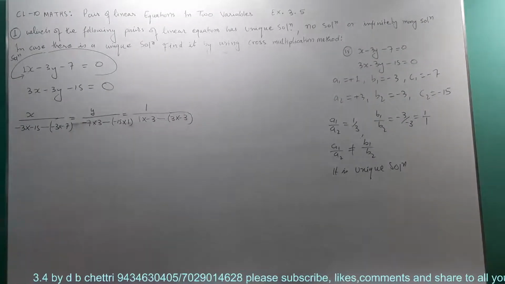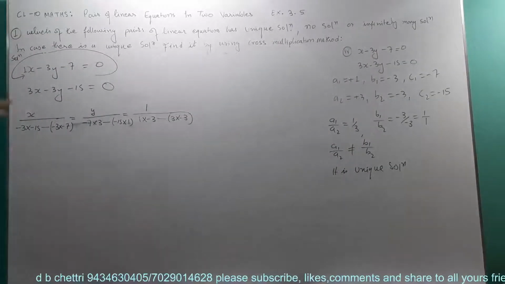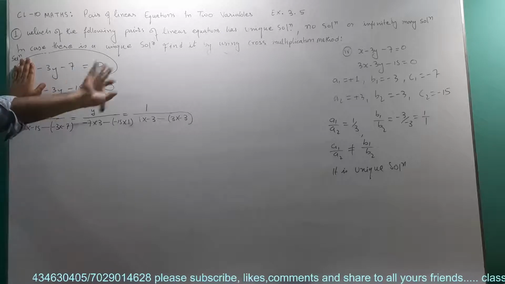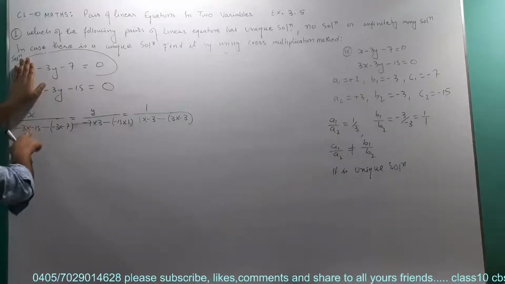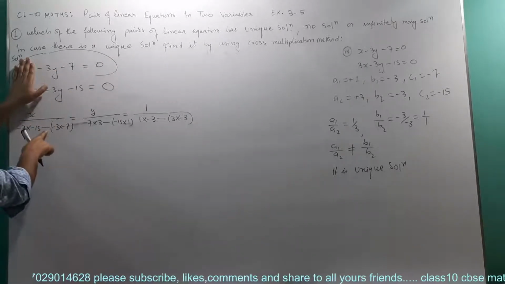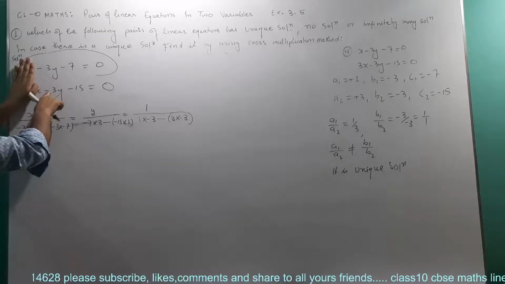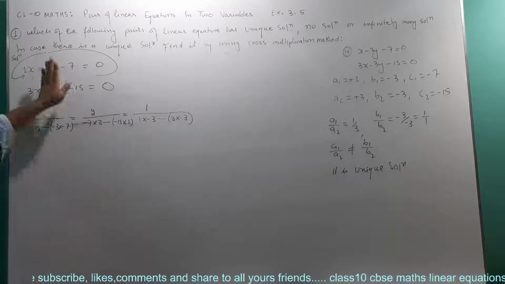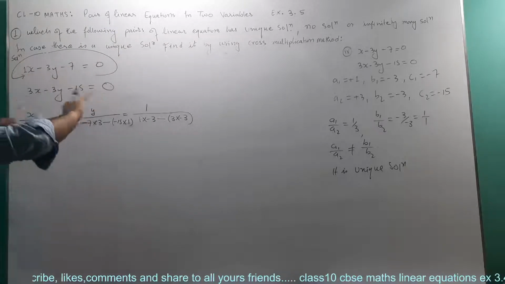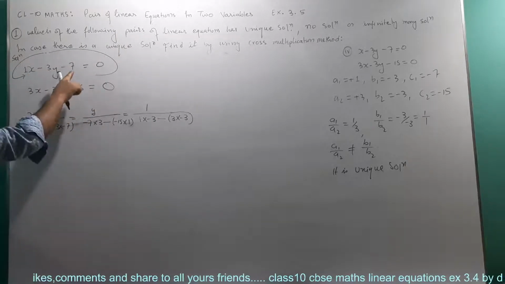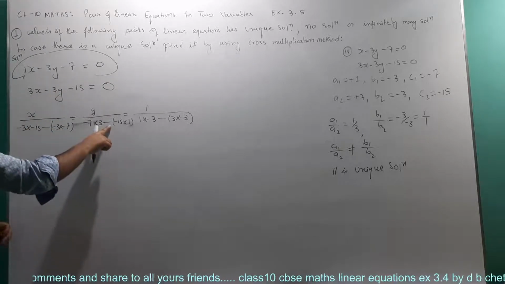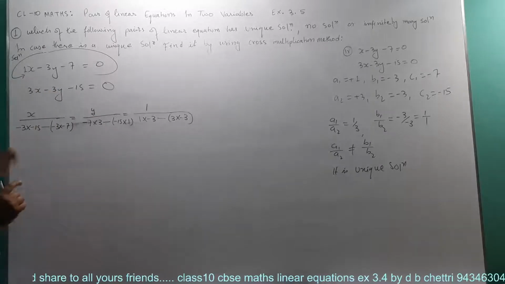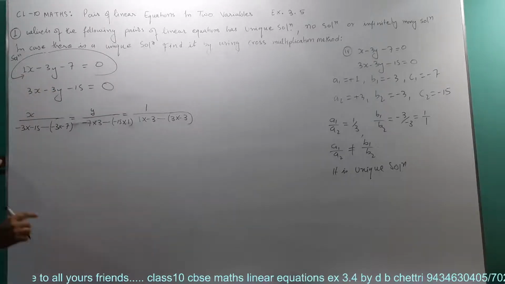Once again I'll repeat. For x, hide this, then multiply from the right side only, minus 3 multiplied by minus 15, then put the minus sign, then multiply the other pair, minus 3 multiplied by minus 7. Then for y, multiply from the right side. After hiding this, what is left? Minus 7 multiplied by 3, then put the minus sign, then minus 15 multiplied by 1. There is no number means 1 is always there.